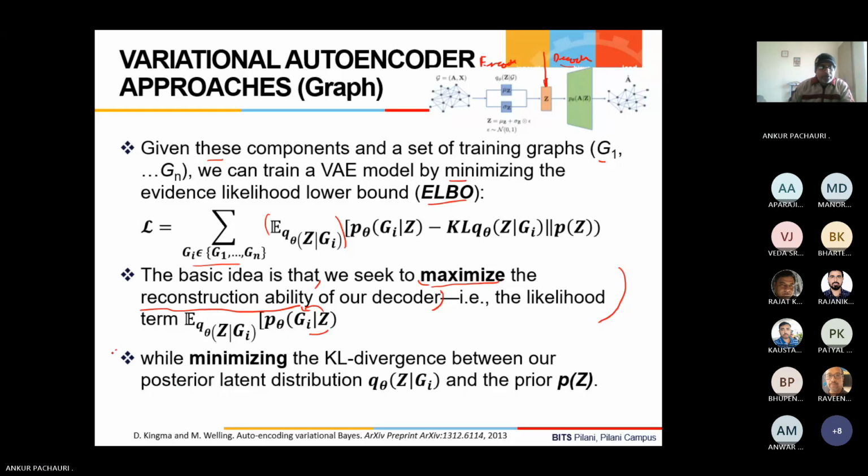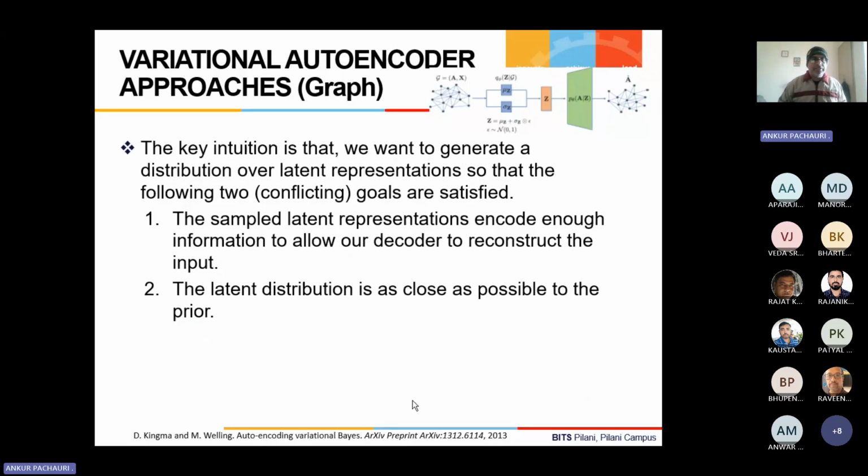Whereas we will be doing another activity which has a different objective function. Here it is the KL divergence. We will have to minimize the KL divergence between our posterior latent distribution q theta of Z given G and the prior p(Z). So this has to be minimized. That is the intuition.